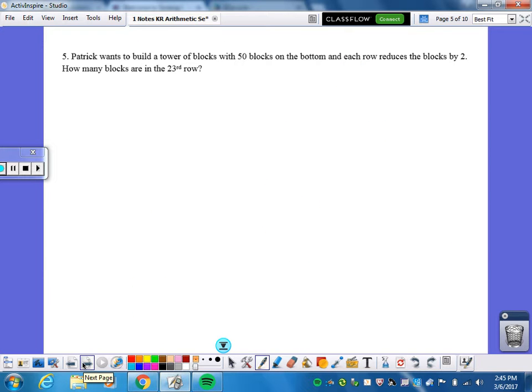Patrick wants to build a tower of blocks with 50 blocks on the bottom, and each row reduces the blocks by 2. How many blocks are in the 23rd row? So, in this word problem, it tells us a1 is equal to 50. Each row reduces by 2, so d is equal to negative 2. And we are looking for the 23rd row, so n is equal to 23. We know our equation, a sub n is equal to a1 plus d times n minus 1. We're simply going to substitute these values in for our equation and solve.